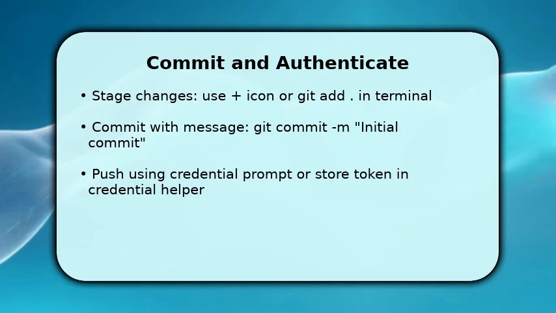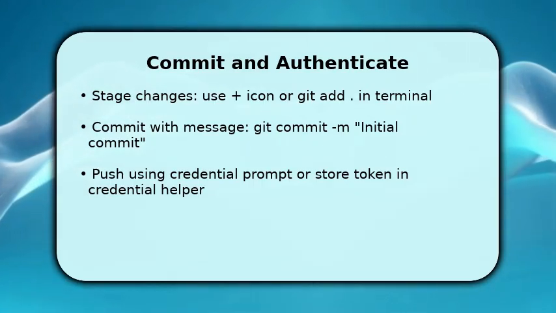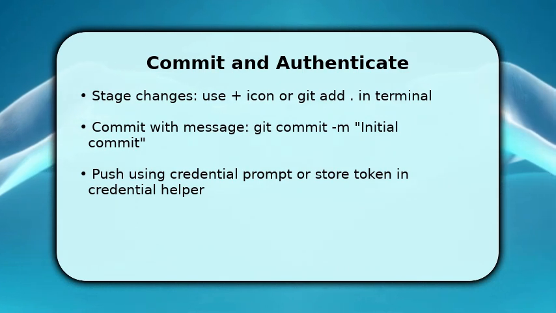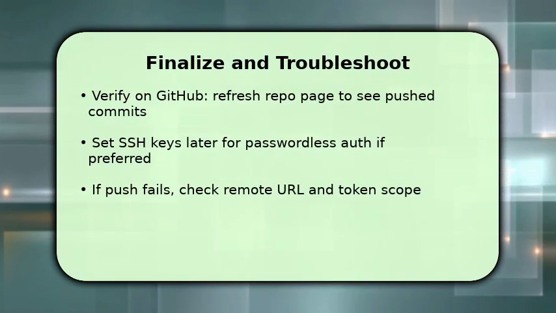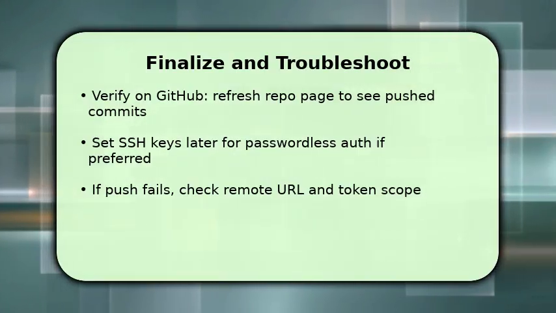If your remote wasn't set earlier, run git push -u origin main or master to create the remote branch and link upstream for future pushes. Finish by confirming your changes appear on GitHub. Refresh the repository page to see commits and files.